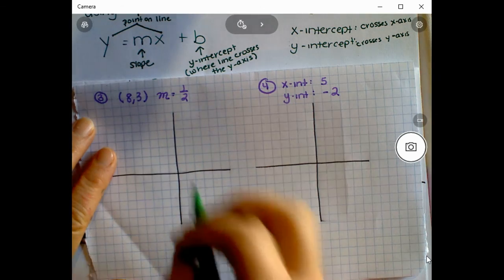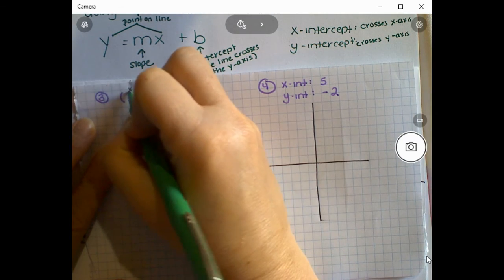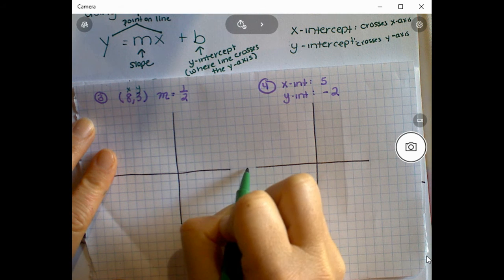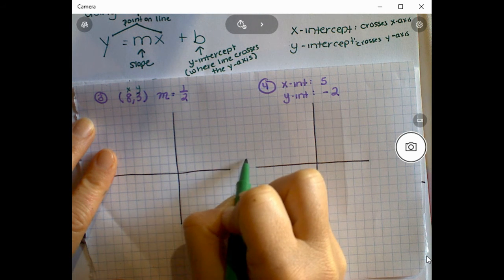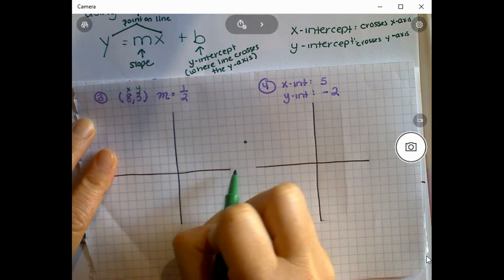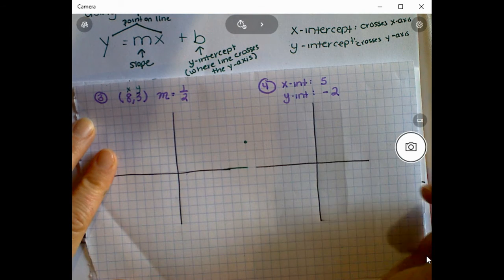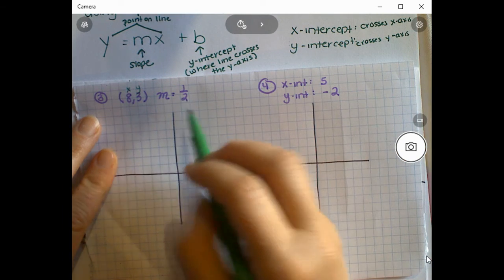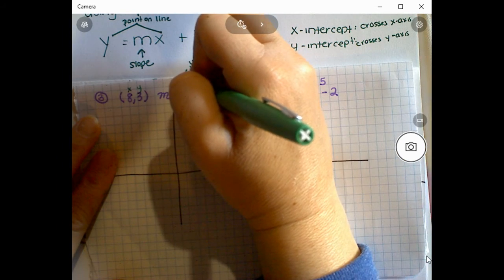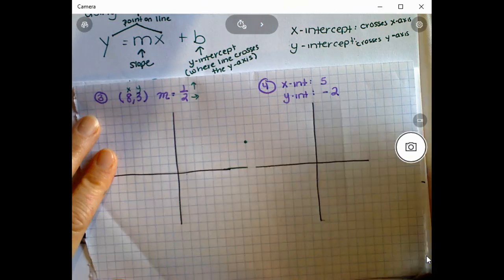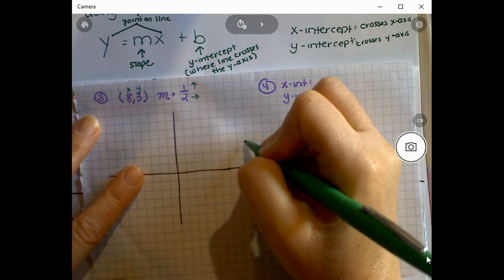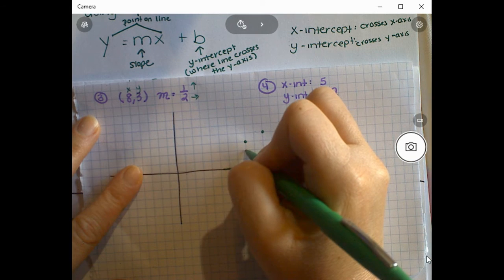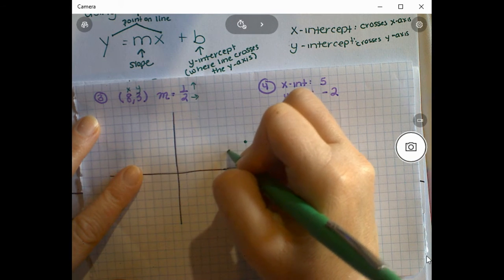So we're going to go to 8. Remember, this is x, y. 1, 2, 3, 4, 5, 6, 7, 8, up 3. 1, 2, 3. That is that point. And then from there, we know that the slope is 1 over 2. Positive 1, up 1, positive 2, over 2. So from here, we're going to go up 1 and over 2. Or you could go down 1 and backwards 2.